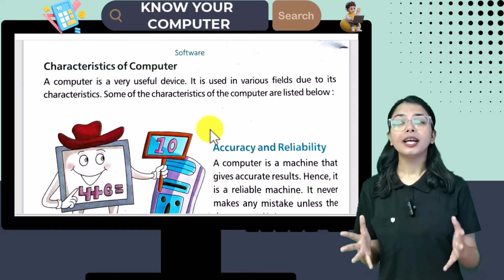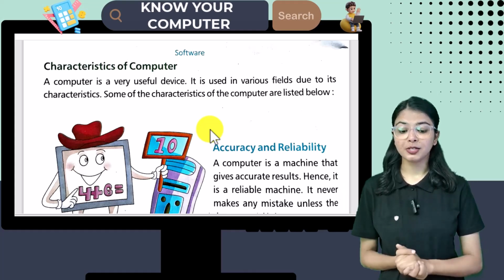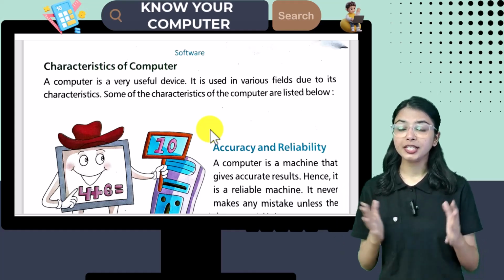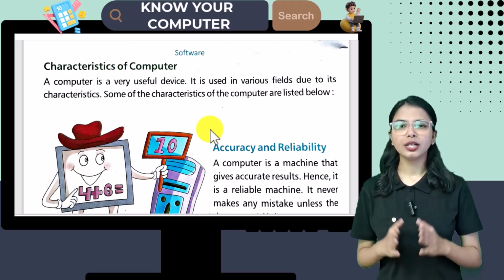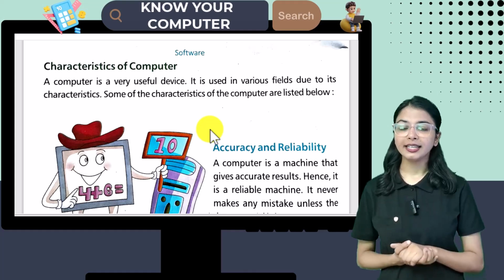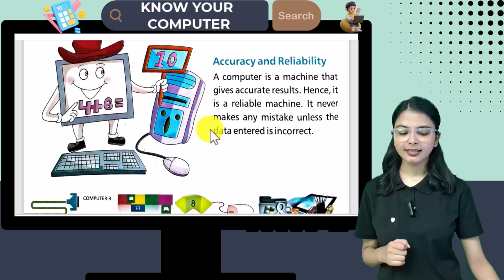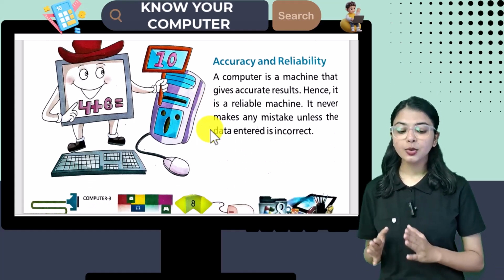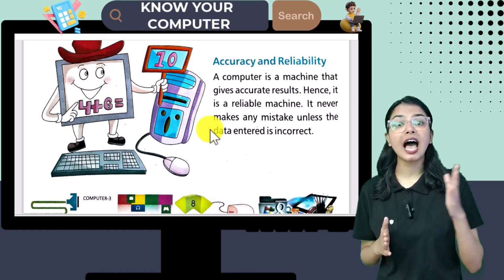Okay. So what are the characteristics of a computer? A computer is a very useful machine. It is used in various fields due to its characteristics. So we must know the characteristics of a computer. Okay, students, some of the characteristics of the computer are listed below. So what is the first characteristic? First is accuracy and reliability. A computer is a machine that gives accurate results.